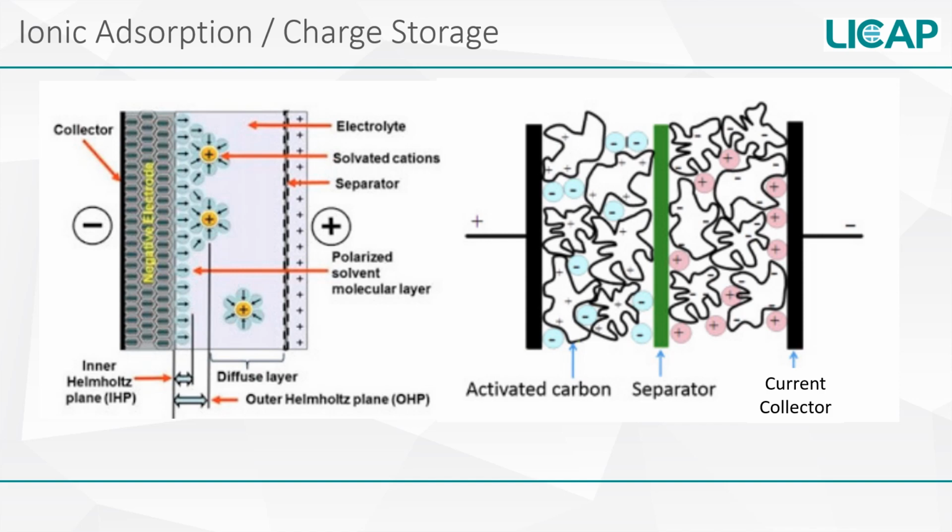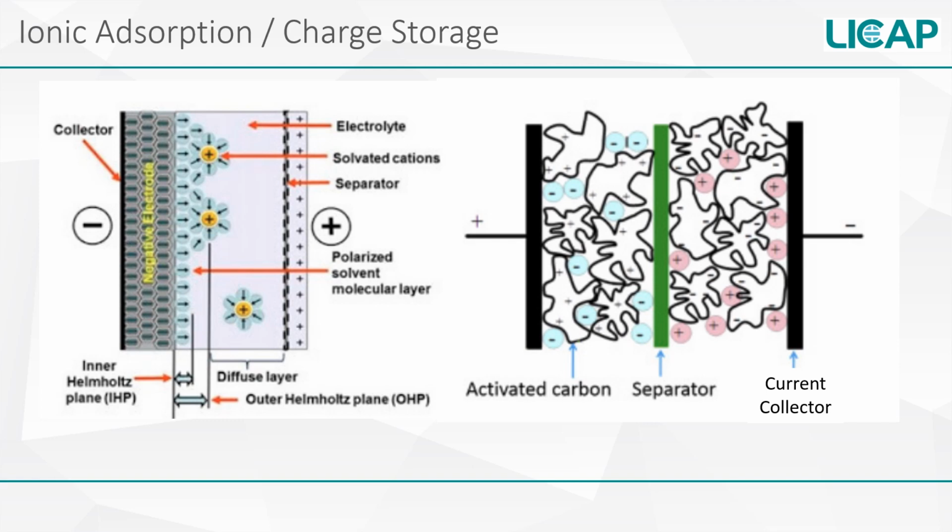Let's take a closer look at what's happening at the micro level. The electrolyte solution is comprised of a non-aqueous polarized solvent with solvated positive and negative ions. As seen in the image on the left, when voltage is applied, the positive ions are attracted to the negatively charged carbon electrode surface. A layer of polarized solvent is adsorbed onto the carbon surface, known as the inner Helmholtz layer, and the positive ion is then adsorbed onto the polar solvent layer, known as the outer Helmholtz layer.